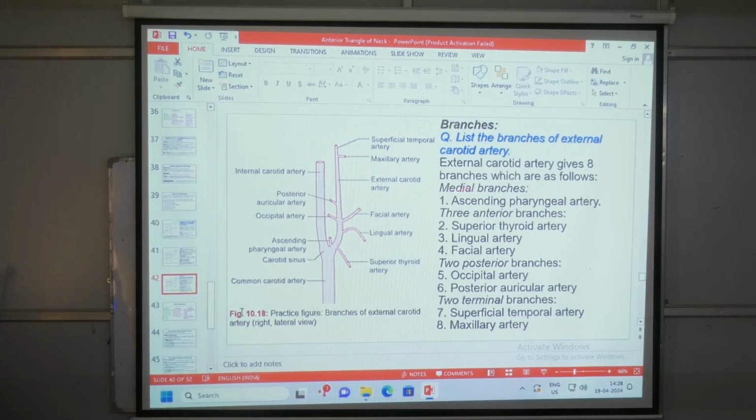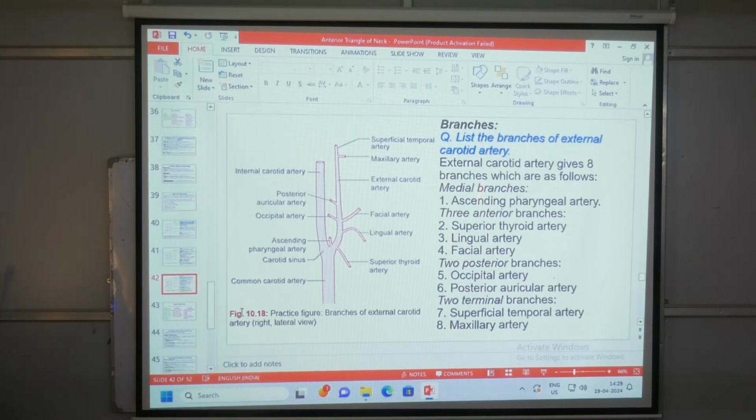These are medial branches. Medial branches are 2 posterior branch and 2 terminal branch. Okay, medial branches are 4. So ascending pharyngeal artery, 3. This is medial branch. 3 anterior branch: superior thyroid, lingual, facial. Posterior branch is occipital artery, posterior auricular artery, and 2 terminal branch, superficial temporal and maxillary.